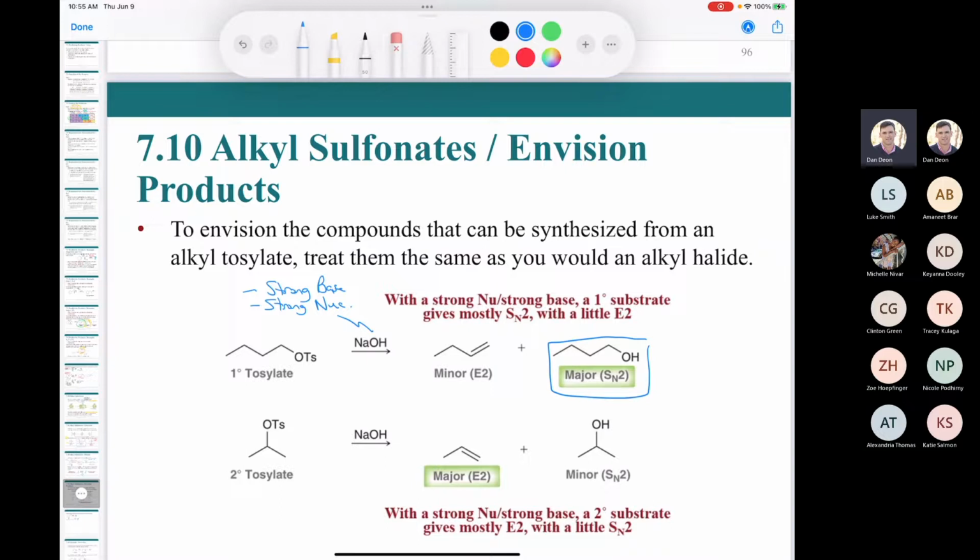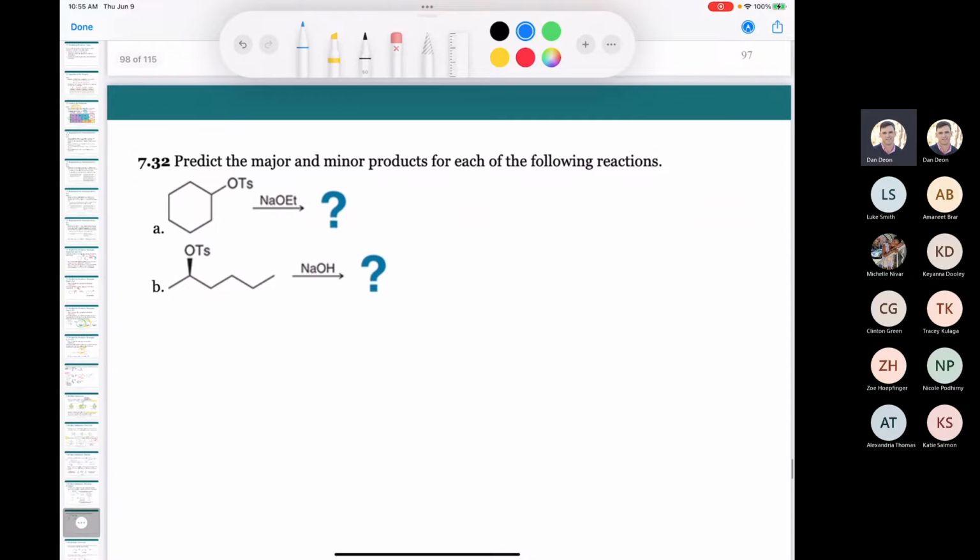Whereas if you have a secondary tosylate, since you're treating it with a strong base, strong nucleophile, you're going to get a mixture of elimination and substitution again, but now the elimination is going to predominate. So it behaves much in the same way that an alkyl halide would. And so with all that in mind, why don't we try a couple of practice problems?